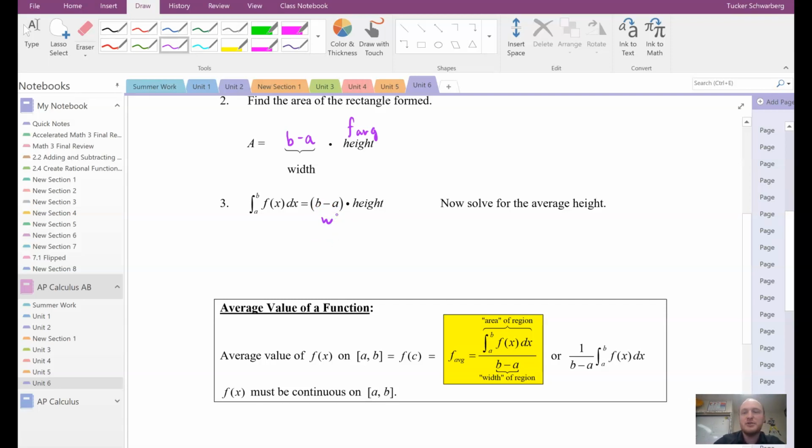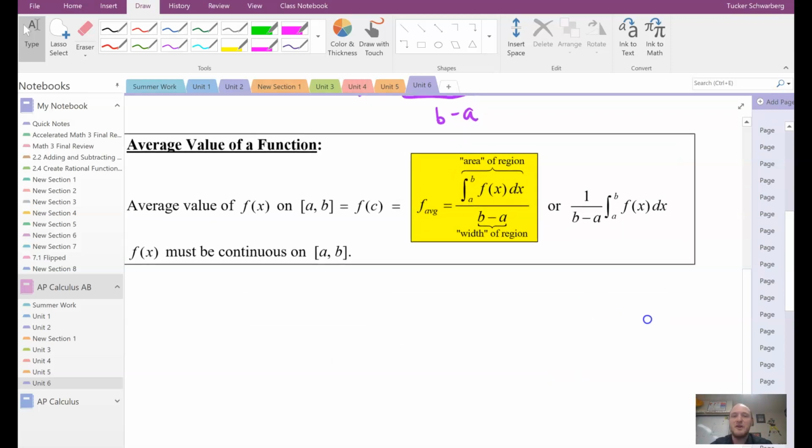Okay, well, we want to solve for the average height, right? That's the objective of this lesson. What's the average height of a function? Well, the average height, and again, I'm going to call it f average, the average height of the function is equal to the integral from a to b of f of x dx. Okay, and to isolate the height, we have to divide both sides by b minus a. Okay, so there is your formula.